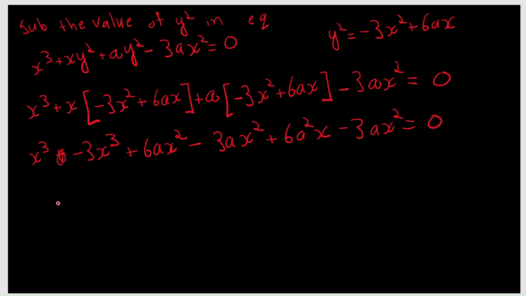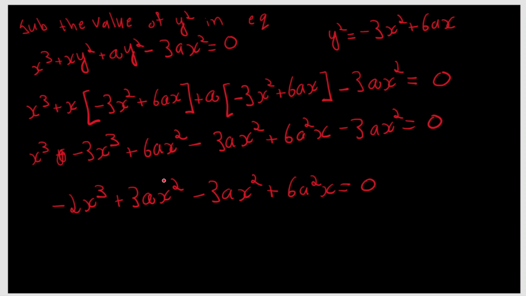So this is going to become minus 2x cube. This and this is going to give us plus 3a x square, and let me write it over here, minus 3x square plus 6a square x is equal to 0. You can see this and this is going to get cancelled, and we have minus 2x cube plus 6a square x is equal to 0.